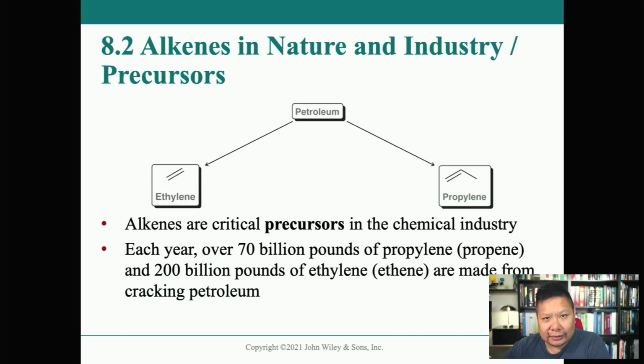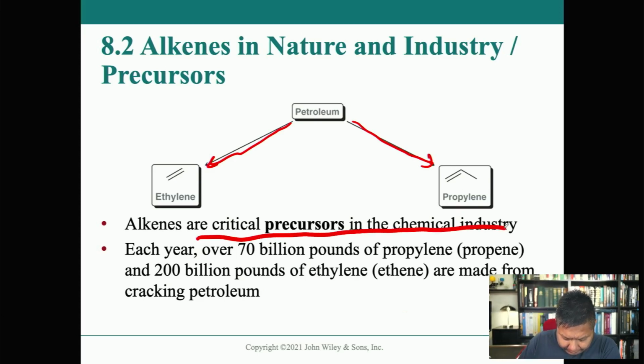So, this is a continuation of alkenes in nature and industry. We have precursors, like petroleum, and petroleum can be distilled down into ethylene and polypropylene, right? And you've heard of polypropylene before. That's the plastic used in all Tupperware and things like that. So alkenes are the critical precursors in the chemical industry. Each year, over 70 billion pounds of propylene or propene and 200 billion pounds of ethylene or ethene are made from cracking petroleum. How interesting.